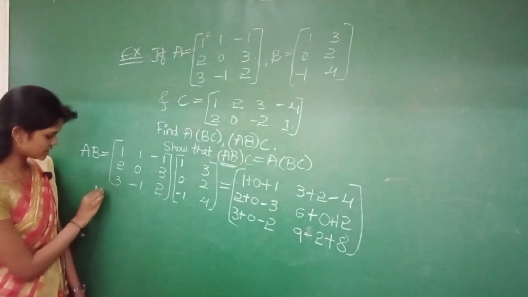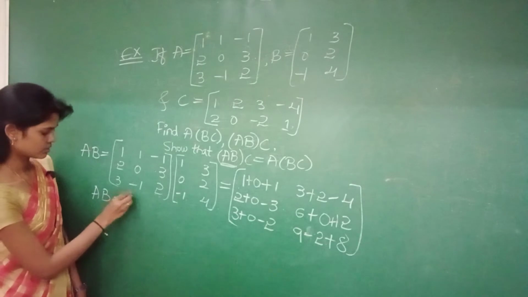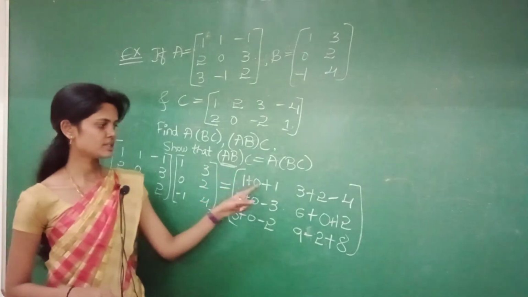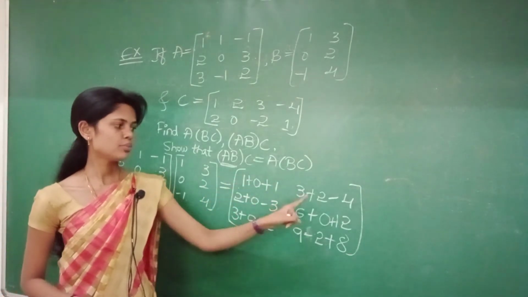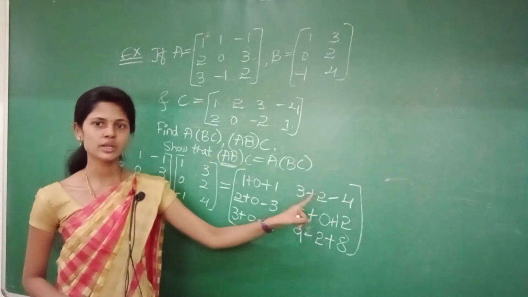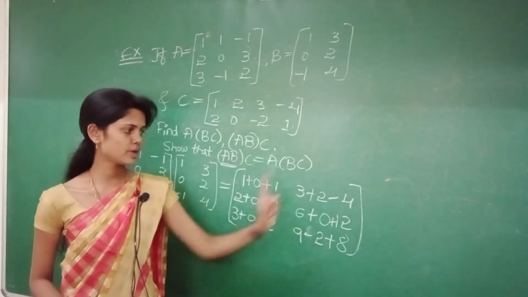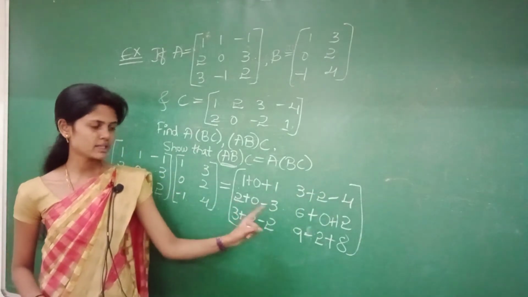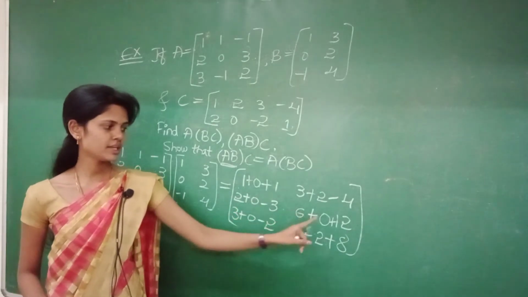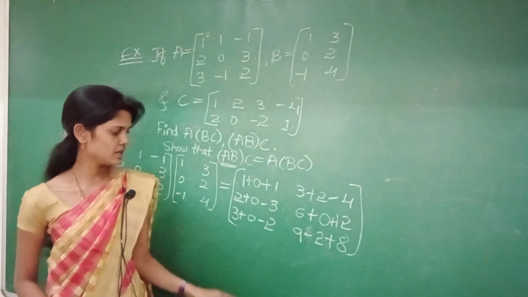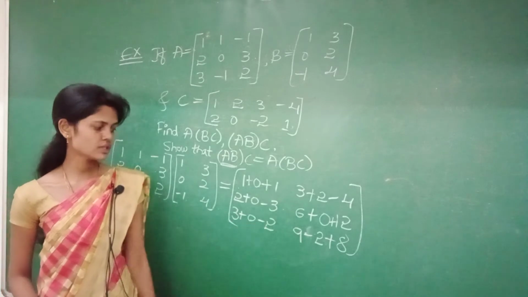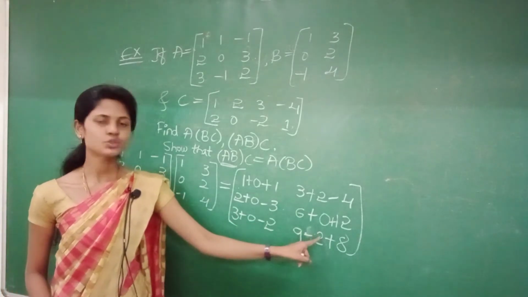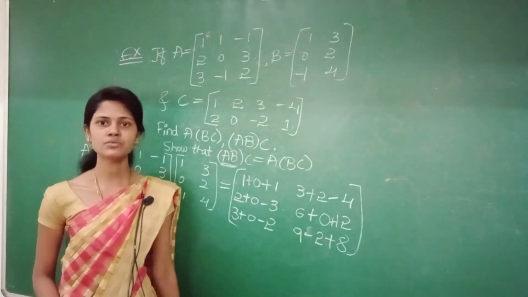So AB matrix will be what? See here, 1 plus 0 plus 1 is 2. 3 plus 2 minus 4 is 1. 3 plus 2 is 5, minus 4 is 1. 2 minus 3 is minus 1. 6 plus 12 is 18. 3 minus 2 is 1. 9 minus 2 is 7. 7 plus 8 is 15.